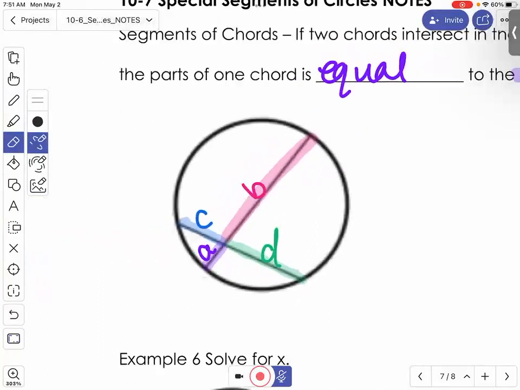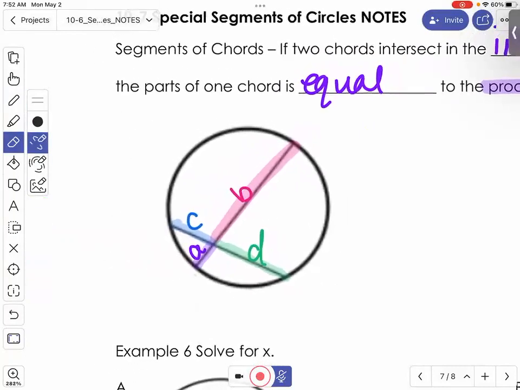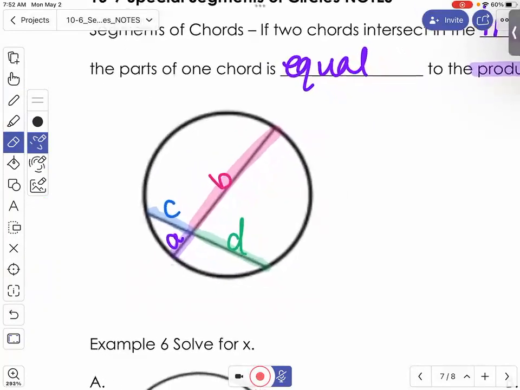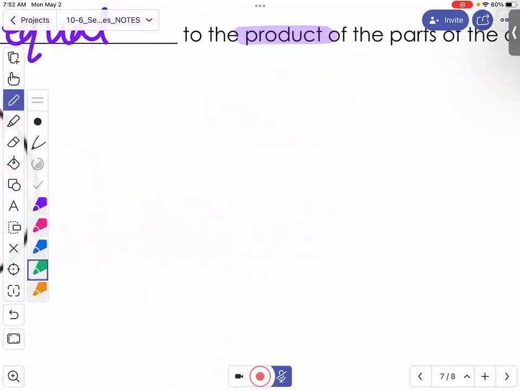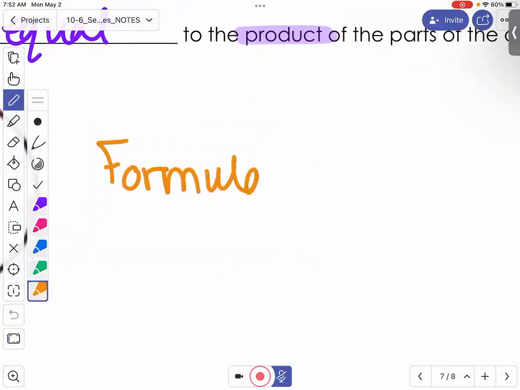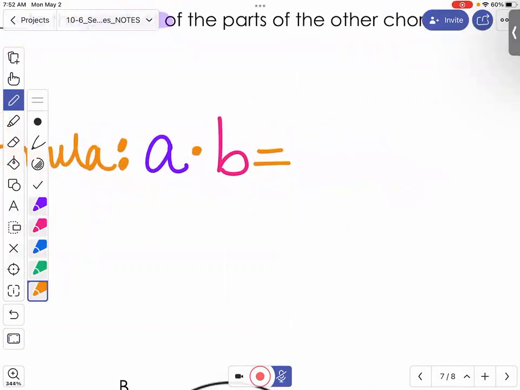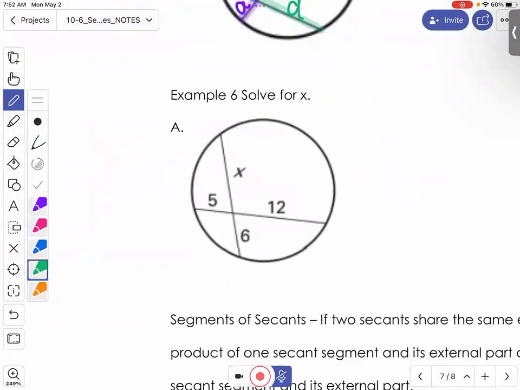So that property says that the product of the parts of one chord has to equal the product of the parts of the other. So for our formula, my A piece times the B piece has to equal the C piece times the D piece. Again, A and B came from one chord, the two parts of that first chord. C and D were the two parts of the second. So let's see how that works for our two examples.